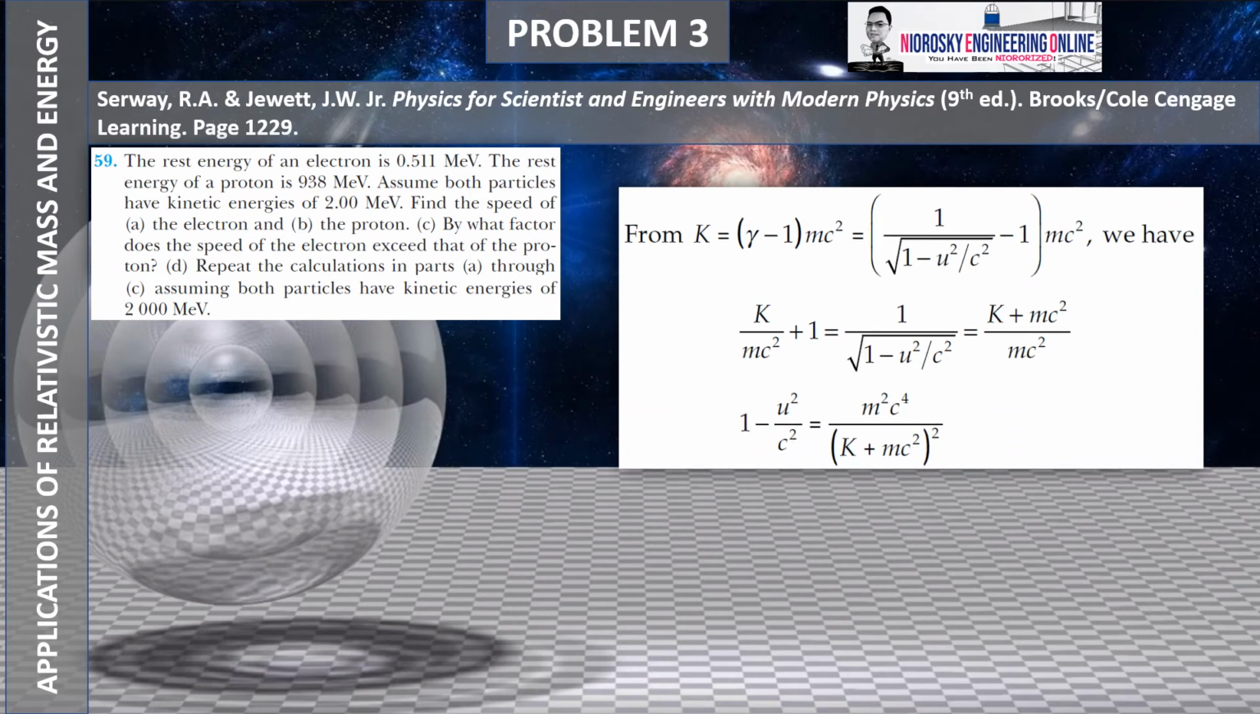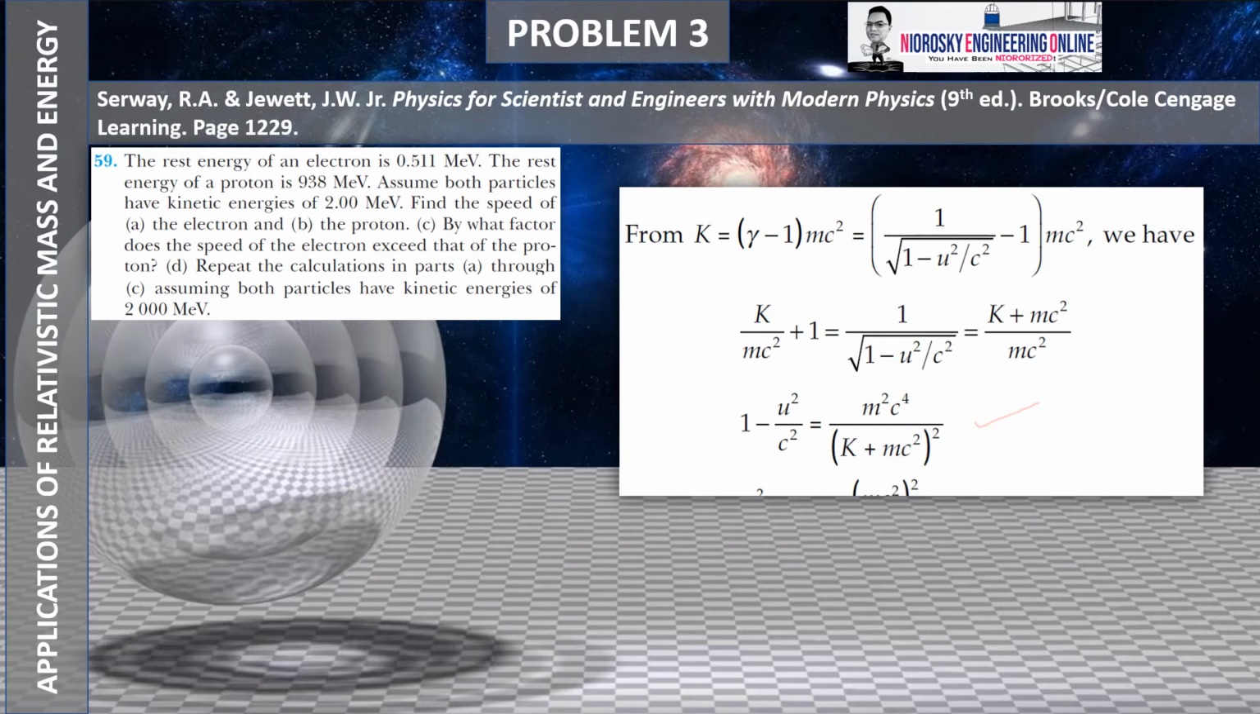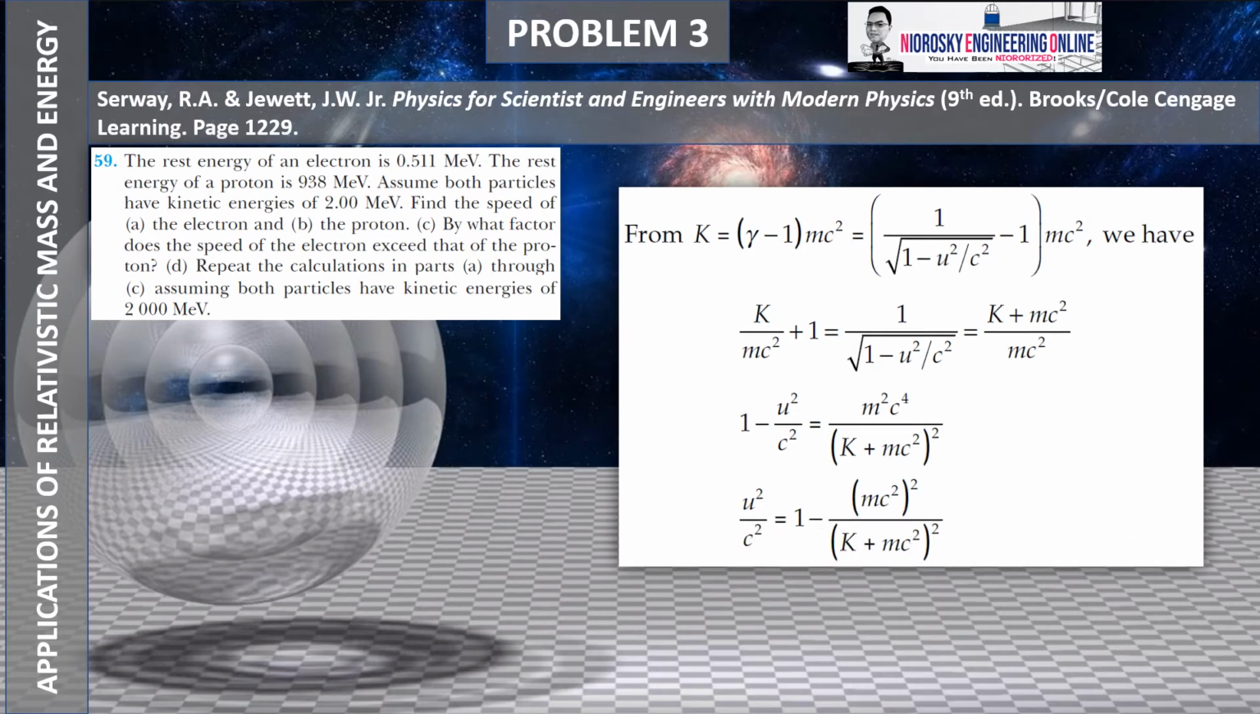By this, you can have this relation by taking the reciprocal and then squaring. Then you will get this meaningful equation, raised to 2. And then a little bit of algebra manipulation, eliminating the plus sign and the negative sign here, moving this to the other side, and also the other way. Then you will have this wonderful equation: u squared over c squared equals 1 minus the quantity mc squared raised to 2 over the quantity K plus mc squared raised to 2. That will become like this.